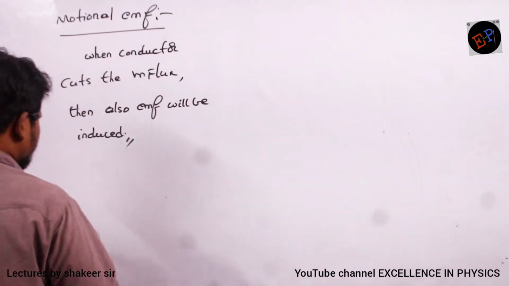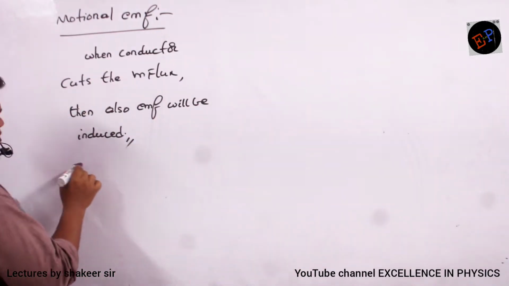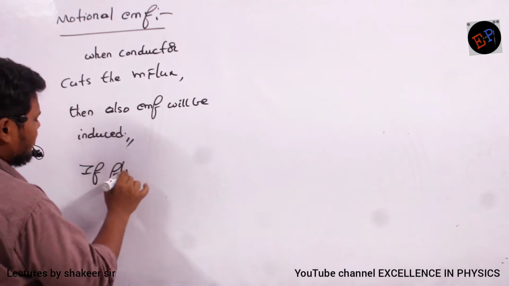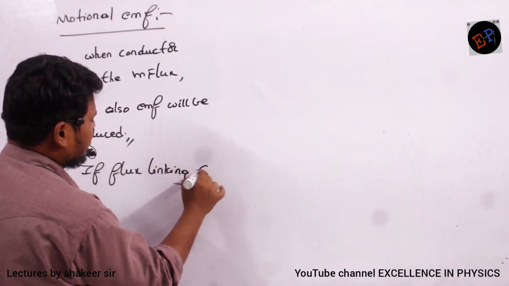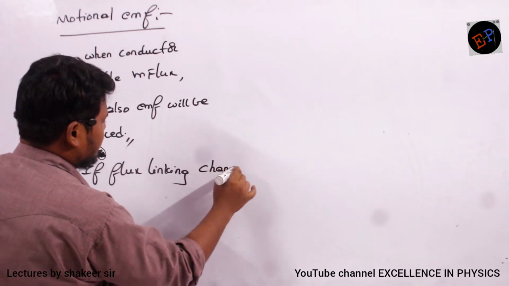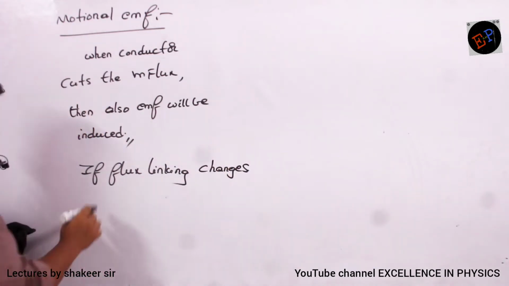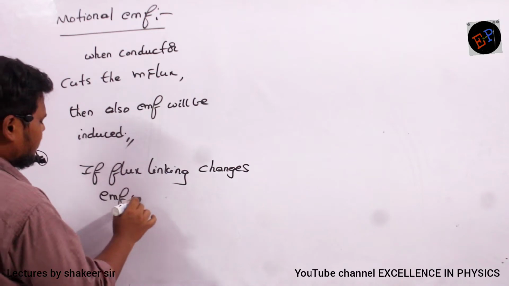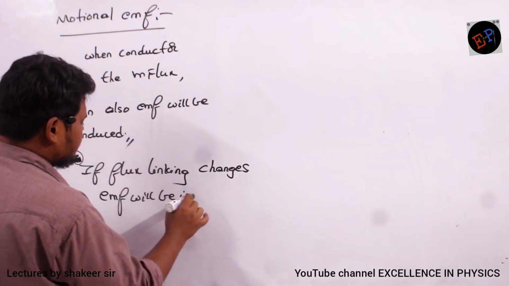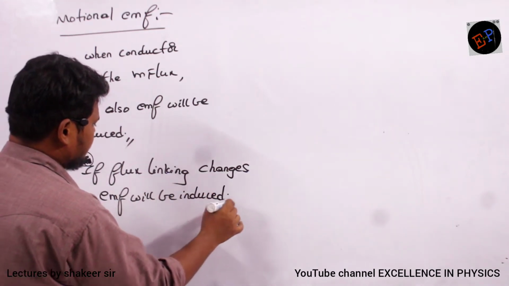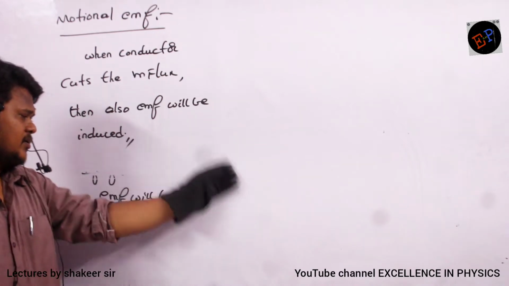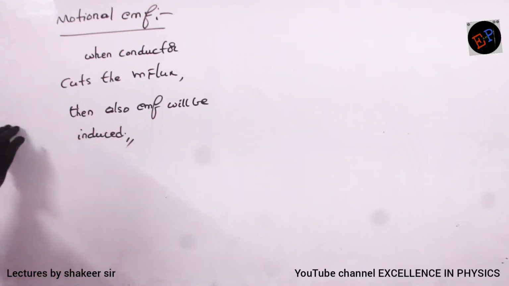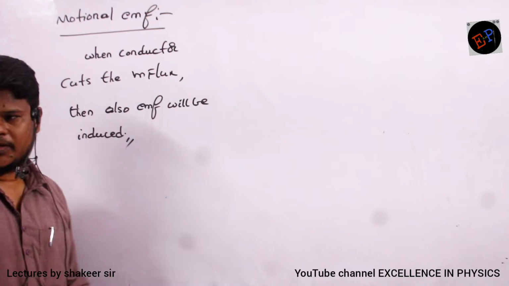Sima. Previously we studied, if flux linking the coil changes, EMF will be induced, no? EMF will be induced. This is the first method of producing the EMF. Now we are studying the second method. What is that second method? Whenever a conductor cuts a flux, then also EMF will be induced.